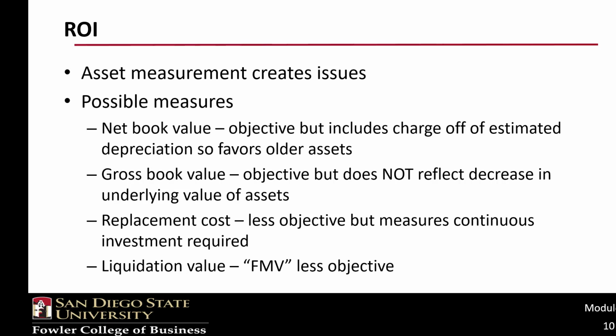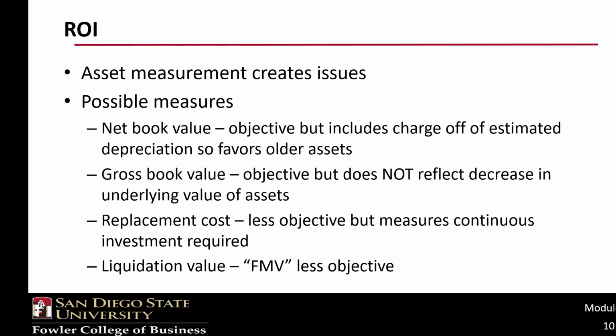Now, in a system where the ability to generate sales or revenue is lower from an older asset, that makes sense. So think of a machine being less efficient as it ages. If, on the other hand, it doesn't really make a difference, an old machine is as efficient as a new machine, then that clearly favors older assets. Another one is gross book value.